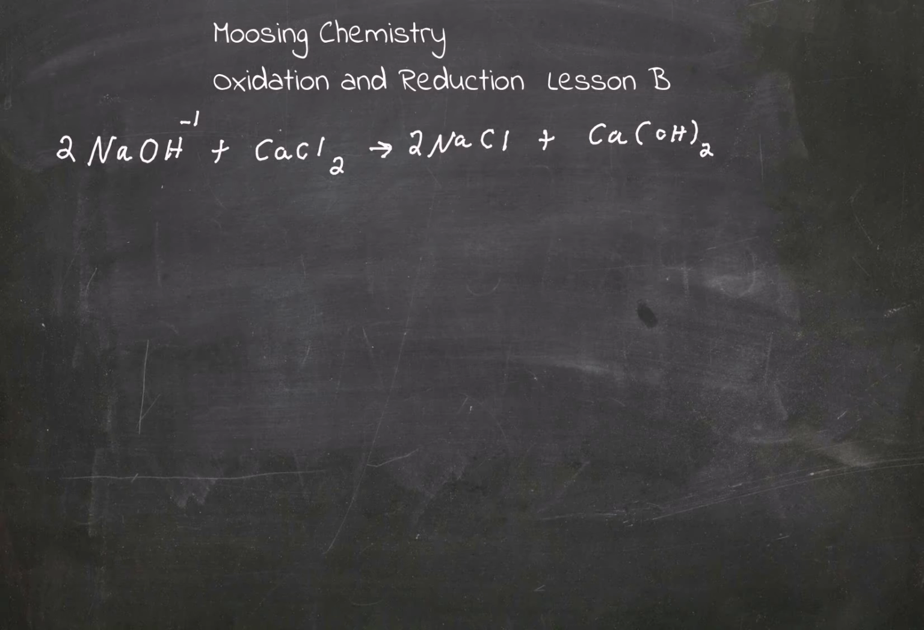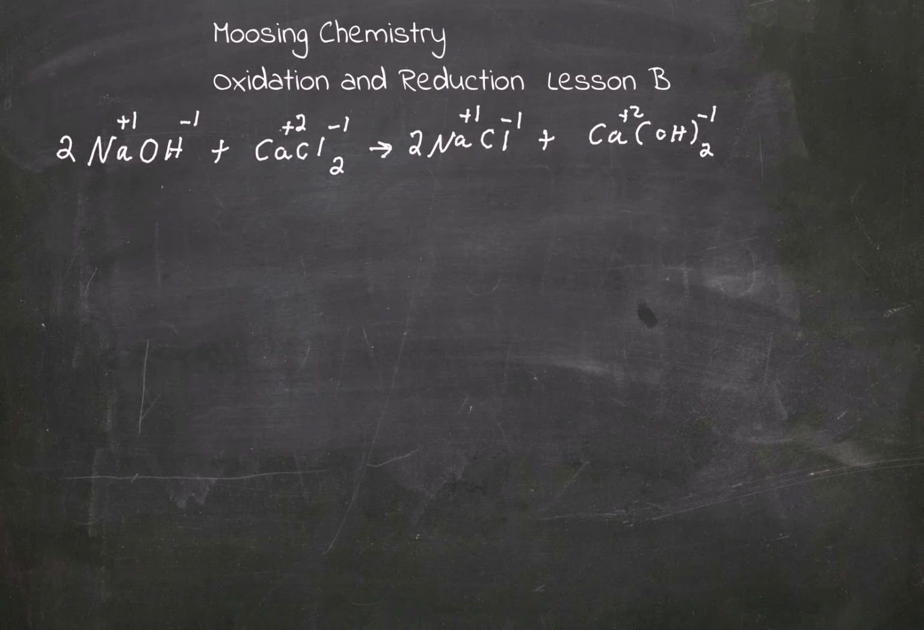Alright, sodium's a +1 charge. Chlorine's in group 17, so it's -1 charge. Calcium's in group 2, +2 charge. Again, -1, +1, -1 because it's a polyatomic ion, +2.